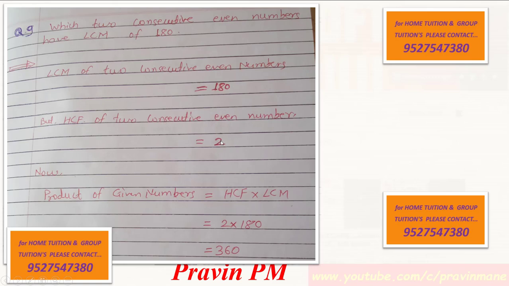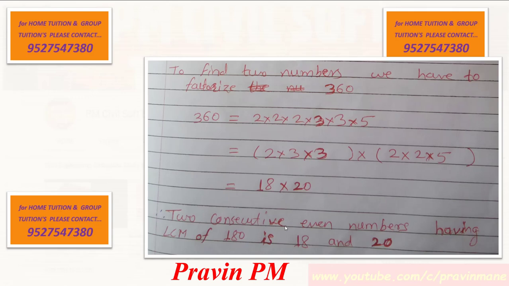It will be 2. Now we know the product of given numbers is equal to HCF into LCM. So HCF is 2 into LCM which is 180. The product of the given numbers is 360. This is the first step. Now to find the two numbers, we have to factorize 360. The factorization of 360 is 2 multiplied by 2 multiplied by 2 multiplied by 3 multiplied by 3 multiplied by 5.